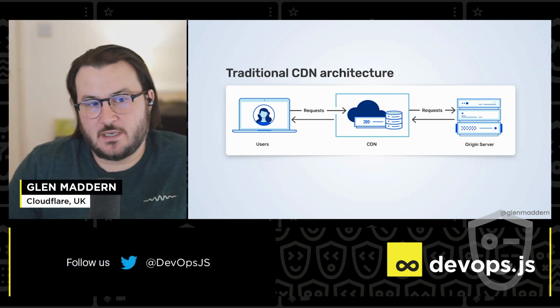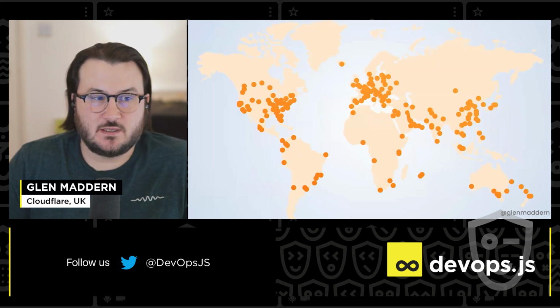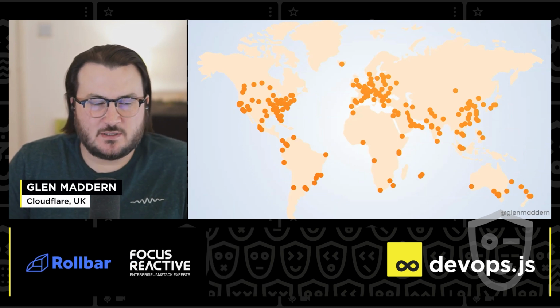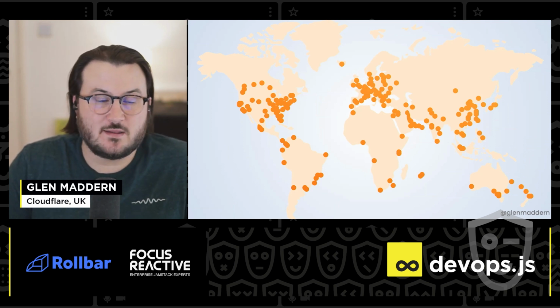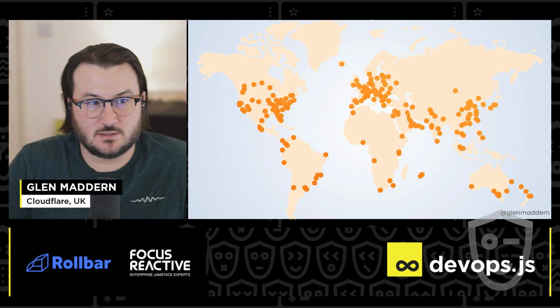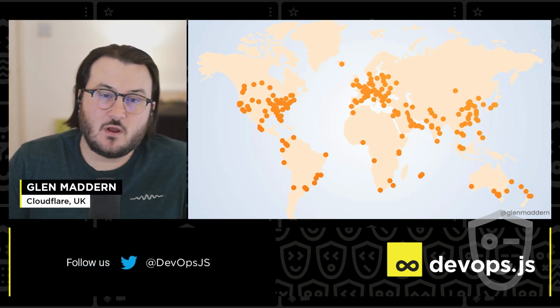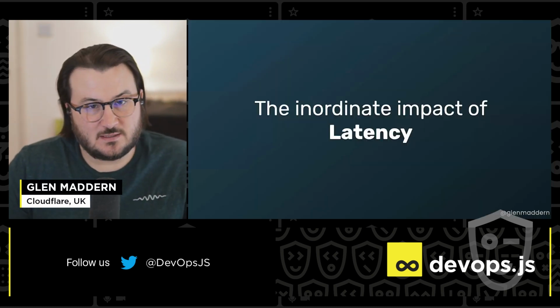So why do people use CDNs? Well, they're everywhere, right? This is Cloudflare's network. It's over 200 locations. But it might be a little surprising just how important that geographical distribution is. Why do they need to be in so many locations? So I wanted to start by looking at something I looked at a couple of years ago, which is the impact of latency.